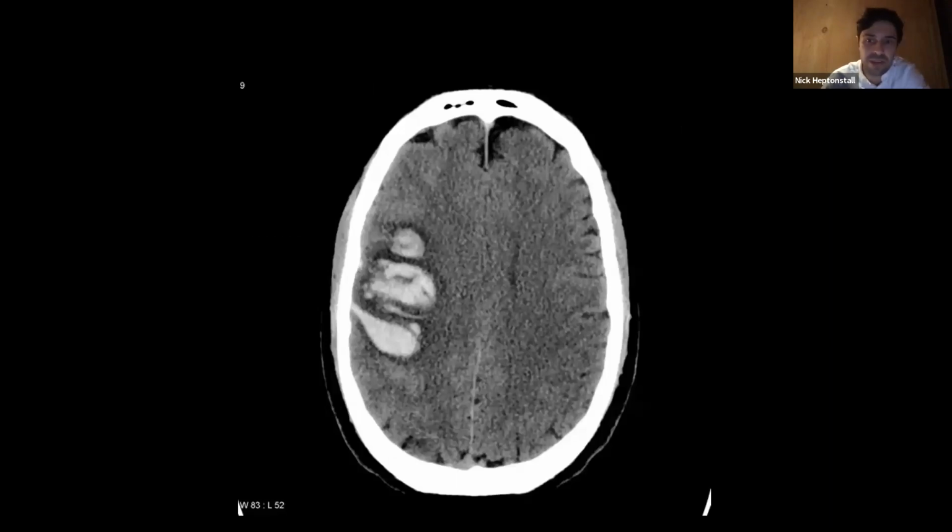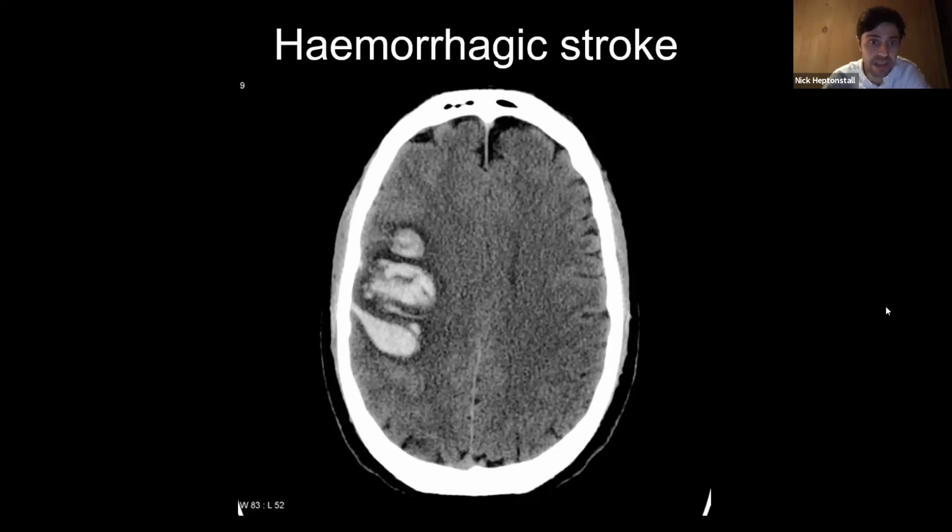So I've just got a few more cases that we'll whip through. So hopefully everyone can see this abnormality and should be able to get this one right. So in the right cerebral hemisphere, there's increased attenuation area with some peripheral areas of edema. There's no midline shift. So this is a hemorrhagic stroke.